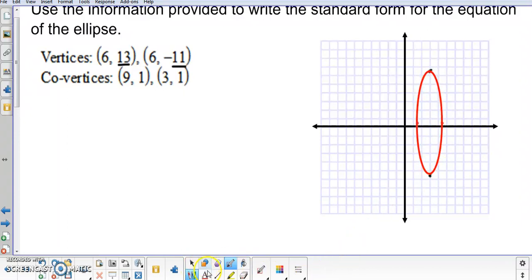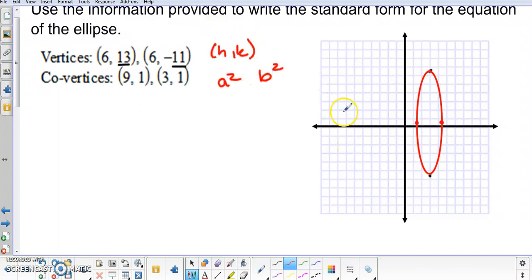All right, so what we have to figure out here is exactly how to do our equation. Whenever we're writing these equations, I need to know what h and k is, what a squared is, and what b squared is. Since I have vertices and co-vertices, I can tell what my h and k is just by looking here at the 6 and 1. So 6 and 1 are my h and k. And I can confirm that here, 2, 4, 6, and 1, that's halfway between each of these. So that's my center.